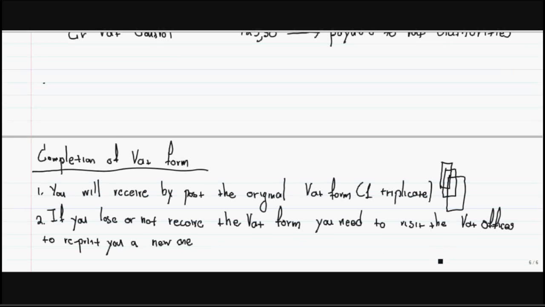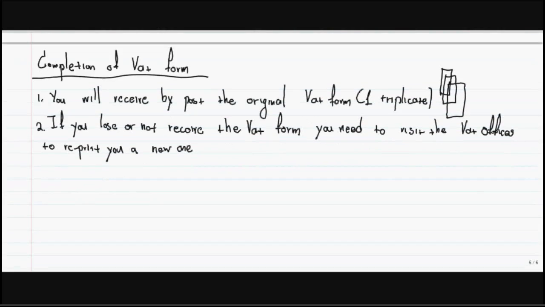And now let's move to point 3. As I said before, you complete only page 1 because this is a triplicate form, and once you complete page 1, it means you complete page 2 and page 3 at the same time. Let's try this.